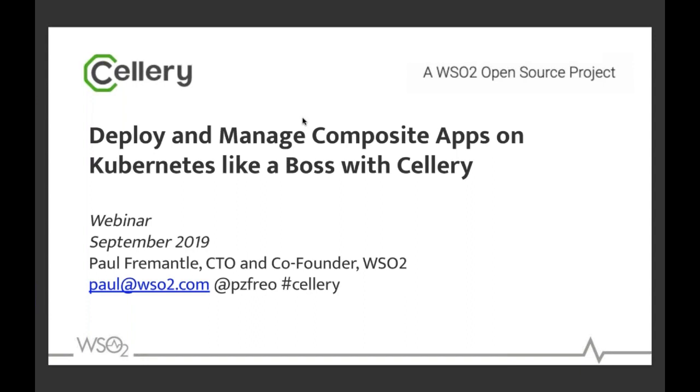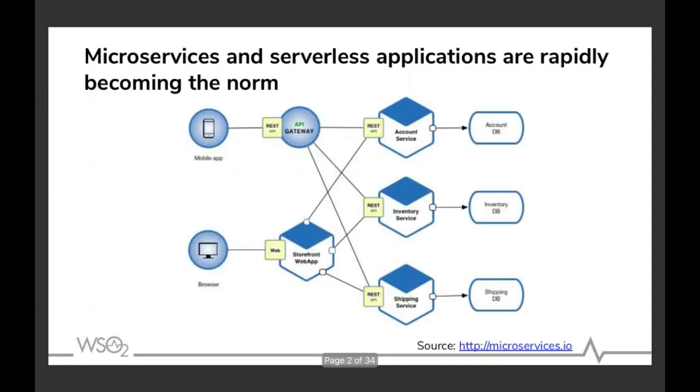So we all know that microservices and serverless applications are becoming the norm. These kinds of applications, where we build small network connected services, containerize them, and deploy them in a container orchestration system, are very popular. The reason is they give us all kinds of benefits for scalability and agility. But there are some challenges, and one of those challenges is just the complexity of deploying complex applications. And I'm going to dig into that a little bit more.